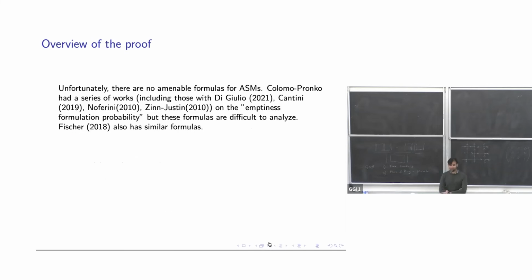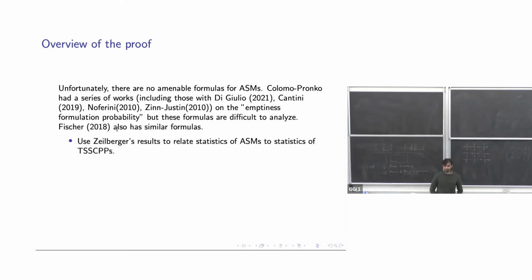Okay, so how did we prove this? Maybe others might disagree with this statement, but I feel like there are no amenable formulas for ASMs. Filippo has a series of works with Pronko on the emptiness formation probability, but we found them pretty difficult to analyze to actually say anything concrete. Ilse Fischer also has some similar formulas with the same level of difficulty. So it's amazing that you can write a specific formula, but it's a bit annoying that it's hard to actually analyze them. We couldn't make any progress that way, but that could be one way to go.